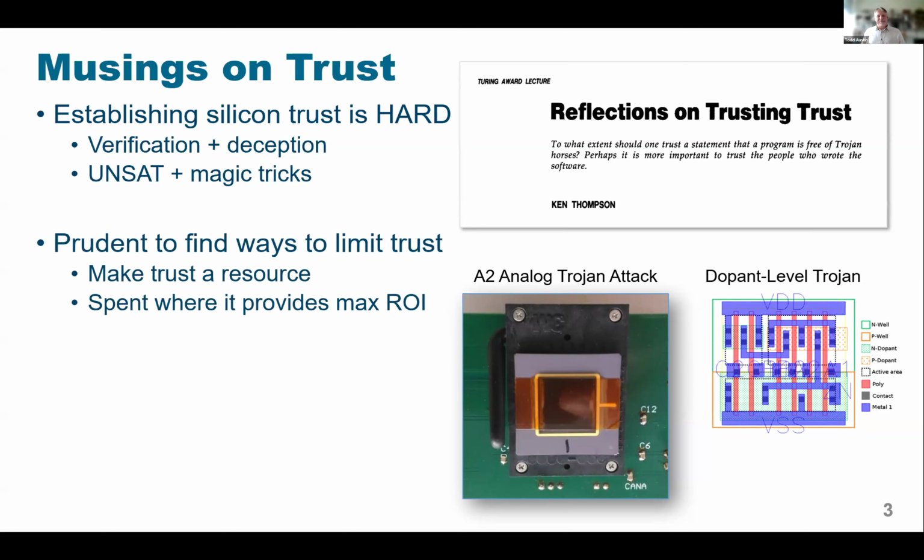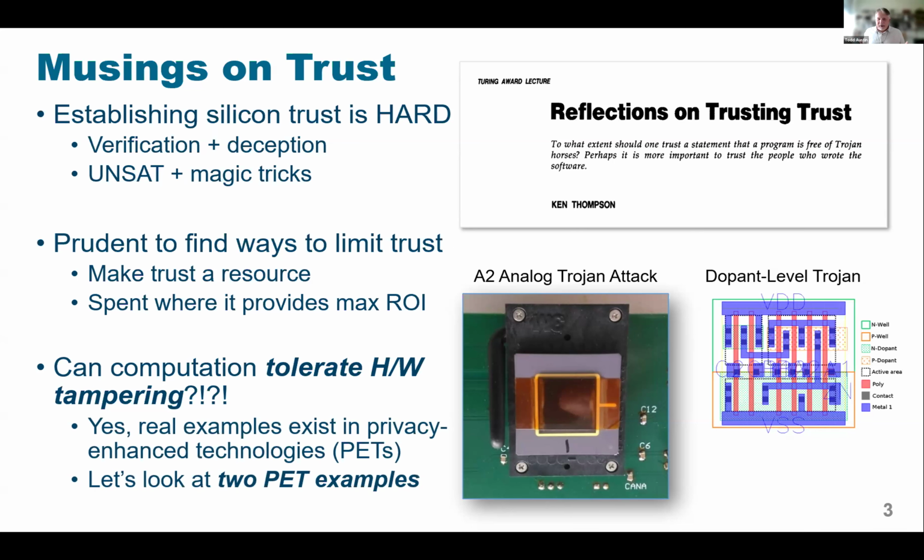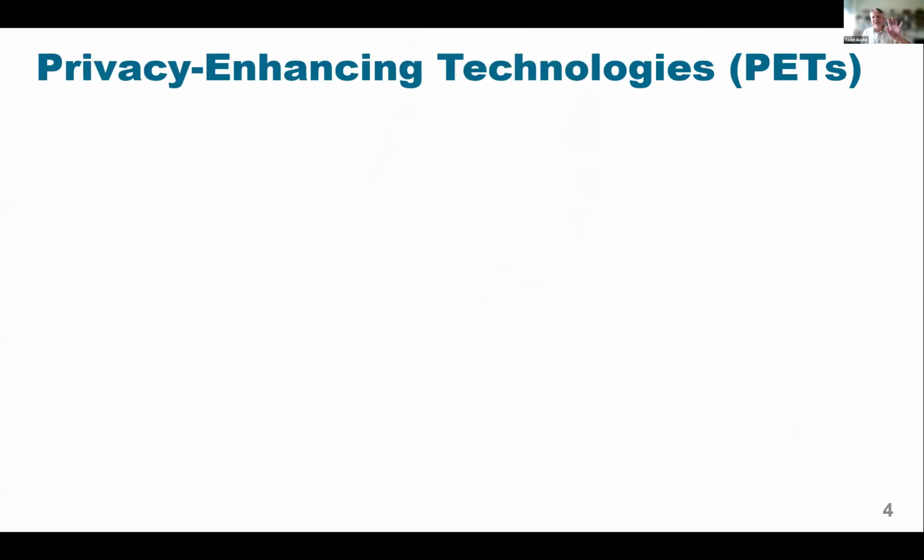So in my mind, it's not about establishing trust, it's about minimizing trust. How do we minimize trust in these massively heterogeneous systems and really treat trust as a resource? And that really begs the question, is it possible to build computation that can tolerate hardware tampering? And as it turns out, this is actually a very well-developed area of privacy, which is privacy technologies. And I just want to show you 2 simple examples.